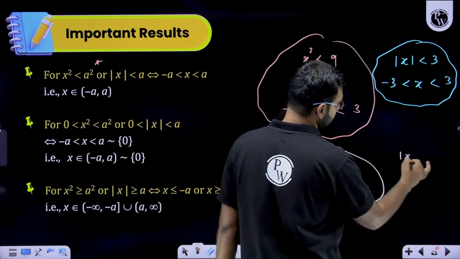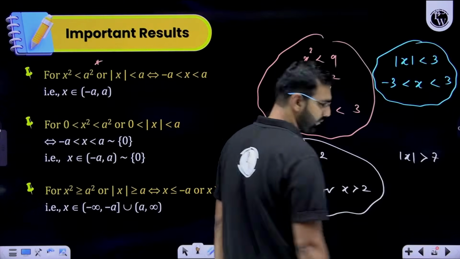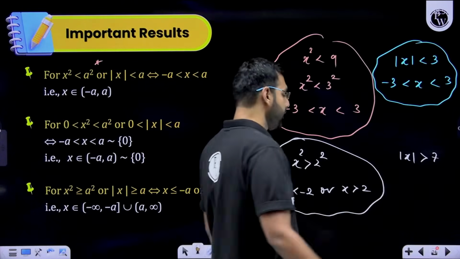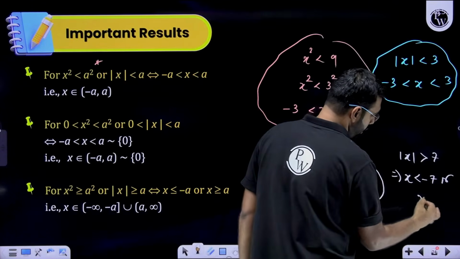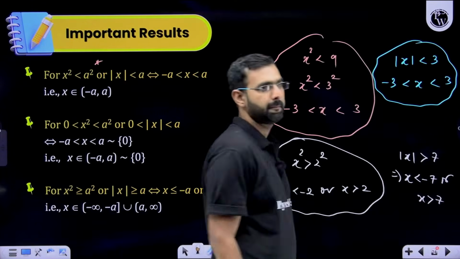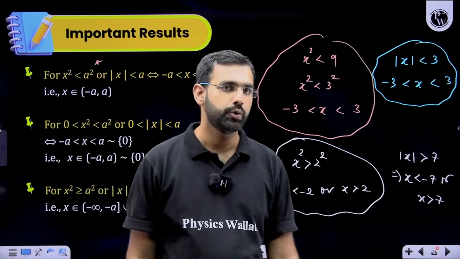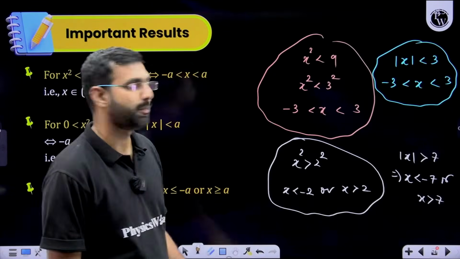Let's say if somebody says that mod x is greater than 7. Then you can always conclude that x will be either less than minus 7 or x will be greater than 7. Are you able to digest all what I'm saying, or shall I re-explain all of this?